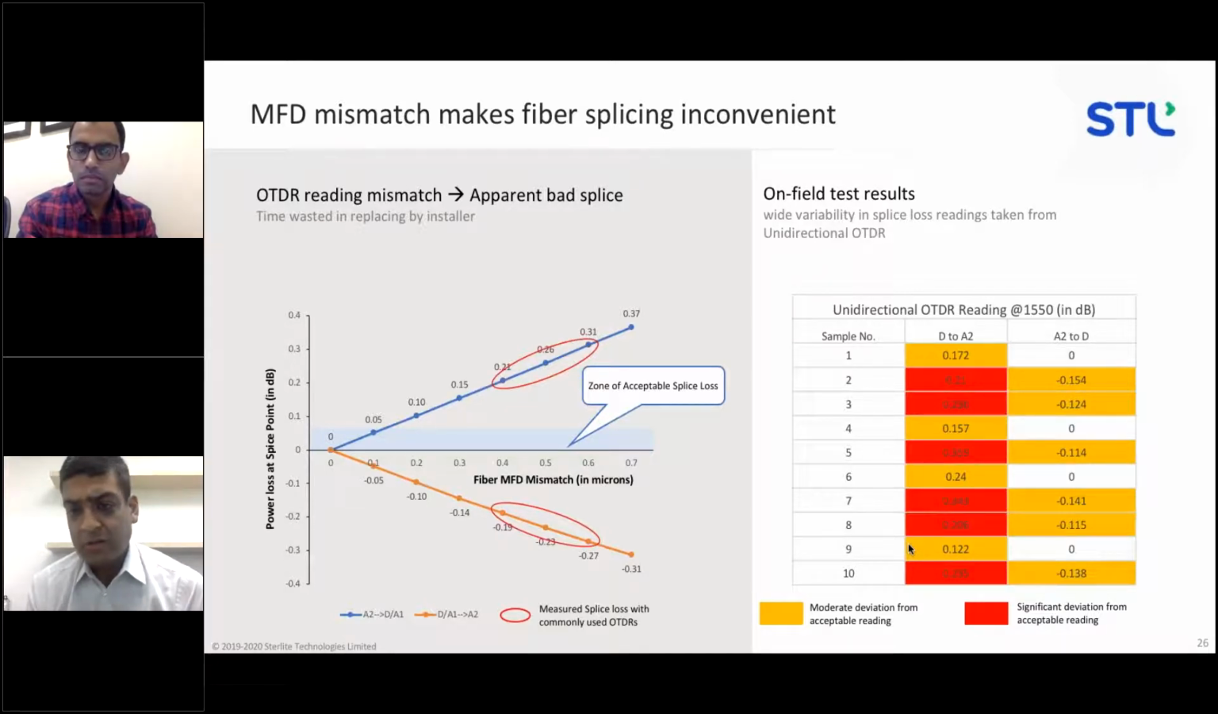Now, the way to solve this is to do a bidirectional OTDR, in which you take the average of these two, and it would give you the actual real splice loss. But this creates a problem. When you're an installer in the field, that's not the world that you live in.